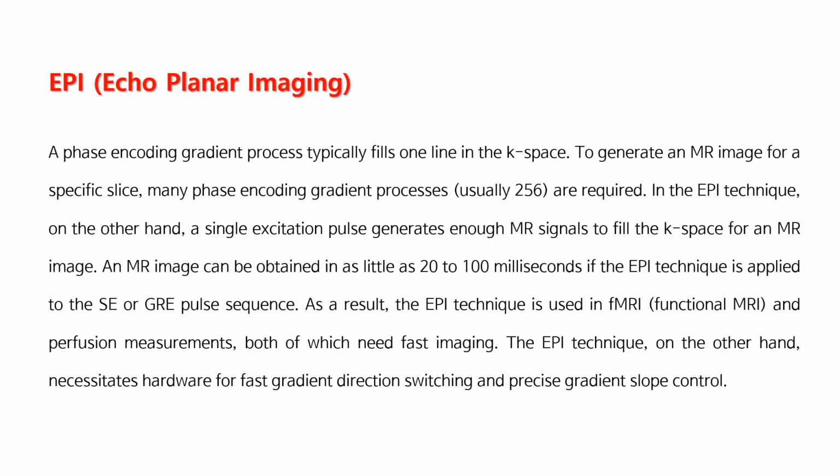See the echo-planar imaging. A phase encoding gradient process typically fills one line in the K-space. So one phase encoding gradient gives us just one MR signal. To generate an MR image for a specific slice, many phase encoding gradient processes are required, usually 256.